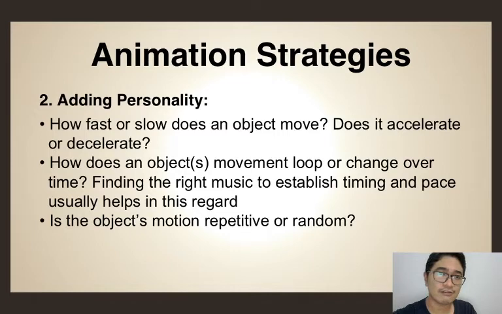Adding personality, how fast or slow does an object move? Does it accelerate or decelerate? How does an object's movement loop or change over time? Finding the right music to establish timing and pace usually helps in this regard. Is the object's motion repetitive or random?